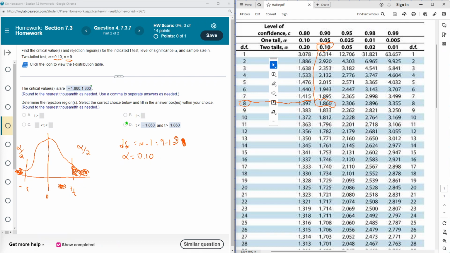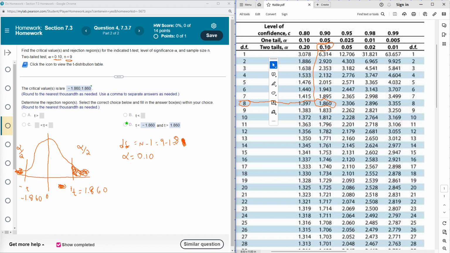In this case, it's 1.860. But since it's a two-tailed test, on the right side it's going to be 1.860, and on the left side it's going to be a negative 1.860, and that's where that comes from.